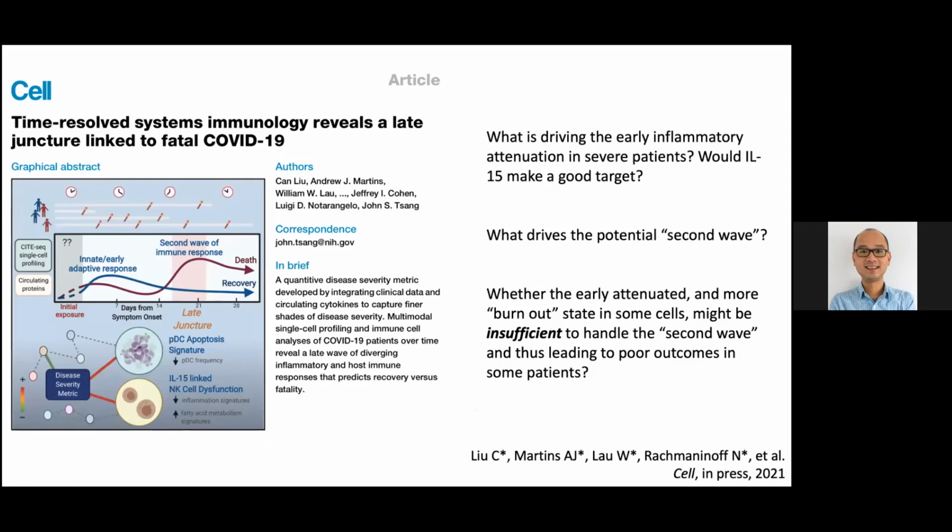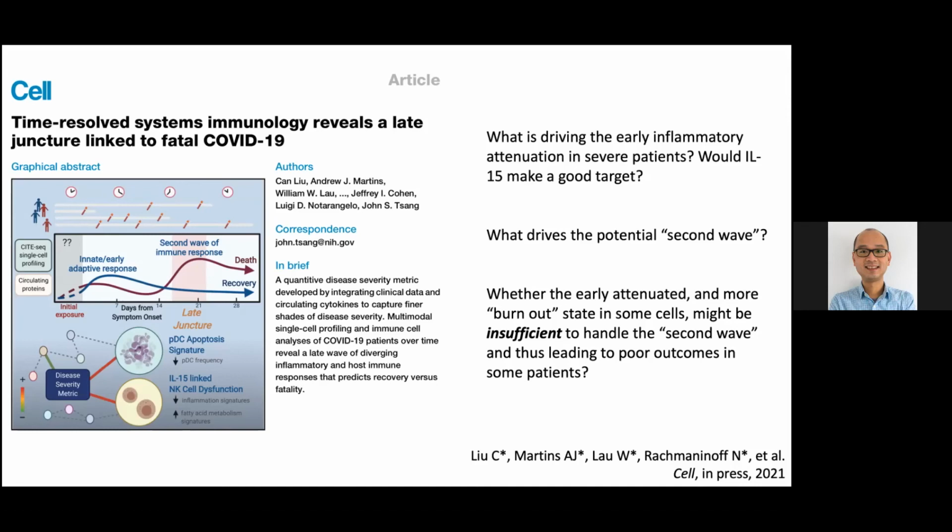This paper just came out a couple of weeks ago, so you can look at the details in that paper. But just for a really big picture summary: we see that early on in the disease course, around maybe day 7 to 15 after symptom onset, we see this unexpected and attenuated inflammatory signature, such as lower type 1 interferons and this IL-15 linked exhausted, burnout phenotype in these NK cells. And these generally correlate negatively with disease severity, right?